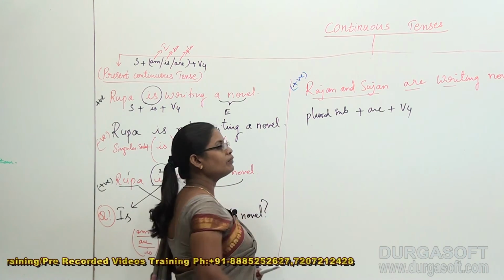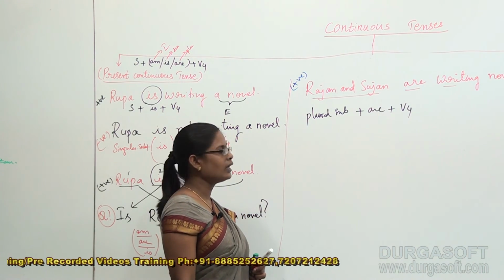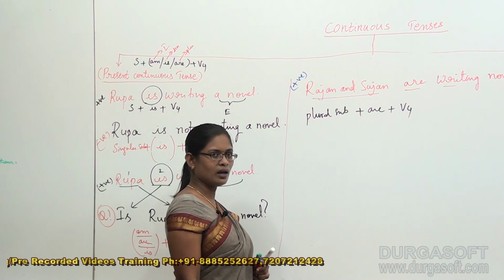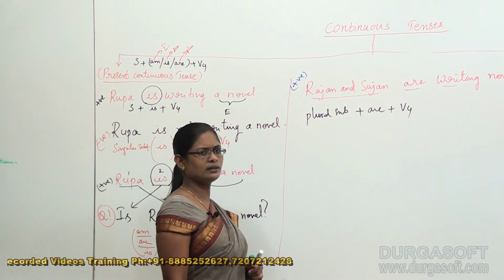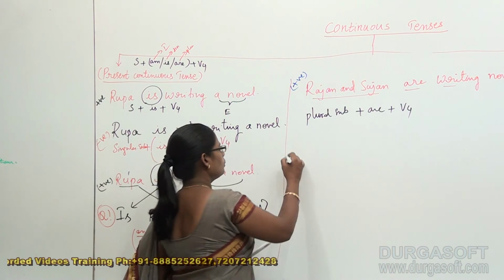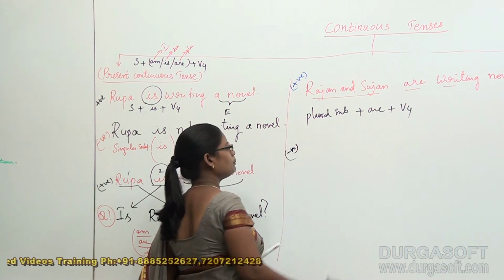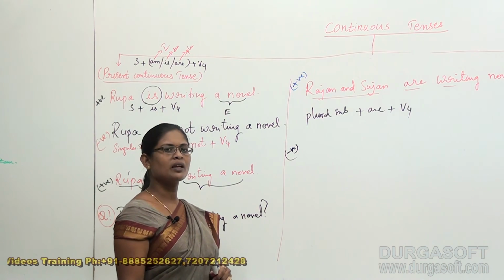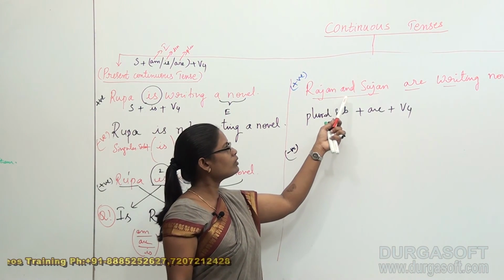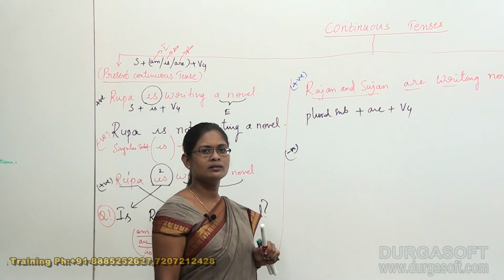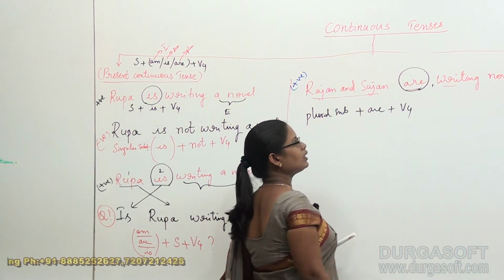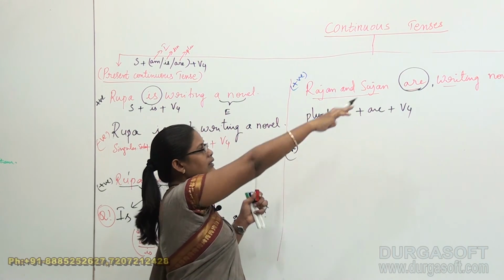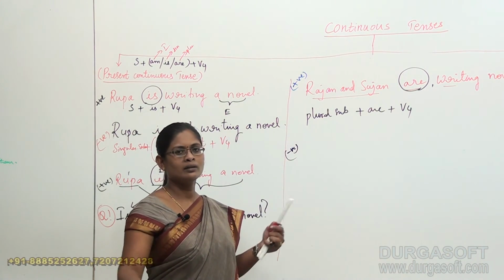Now you have to convert this into a negative sentence, and it's very simple. How can you convert this into a negative sentence? Very simple, dead easy. What you have to do is just place not beside a helping verb. What is the helping verb provided in this sentence? Very good, that is are. So if you place not beside are, automatically the entire sentence becomes a negative sentence.